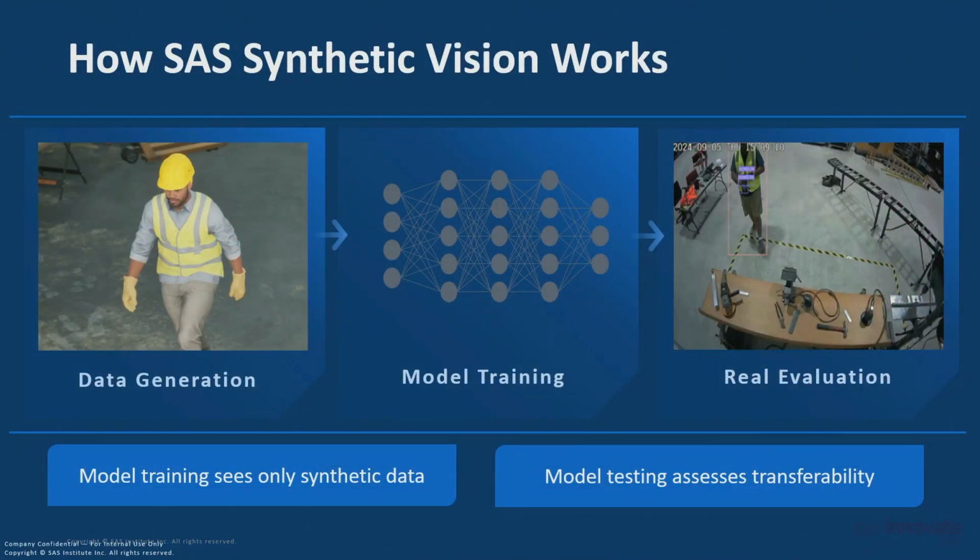So to start, how does computer vision work? Well, what we do is we create synthetic data, and with that synthetic data, we send it to the modeling team. The modeling team trains their model on that synthetic data, and then they use that to create a real-world evaluation to help the clients solve whatever problems they currently have.